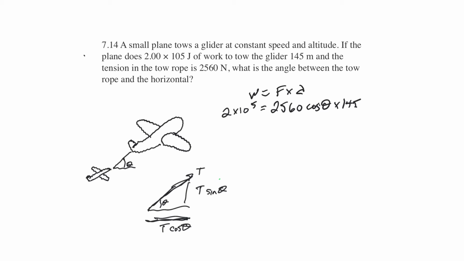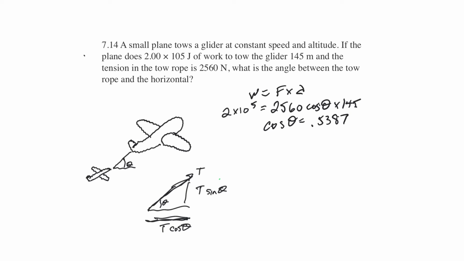Okay, so we'll have to see what theta is here. When we take everything to the side, we'll have to solve for cosine of theta. So we'll take the 2 times 10 to the fifth, divide by 2560, divide by 145. So we end up with the cosine of theta is equal to 0.5387.